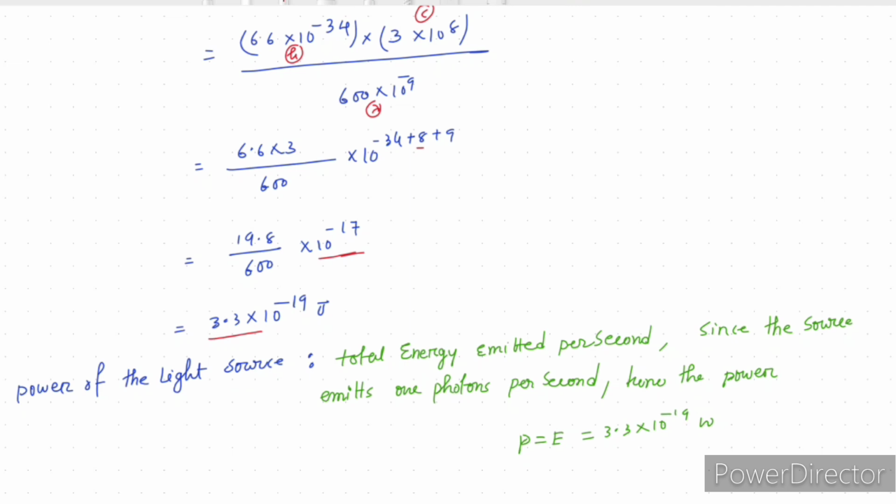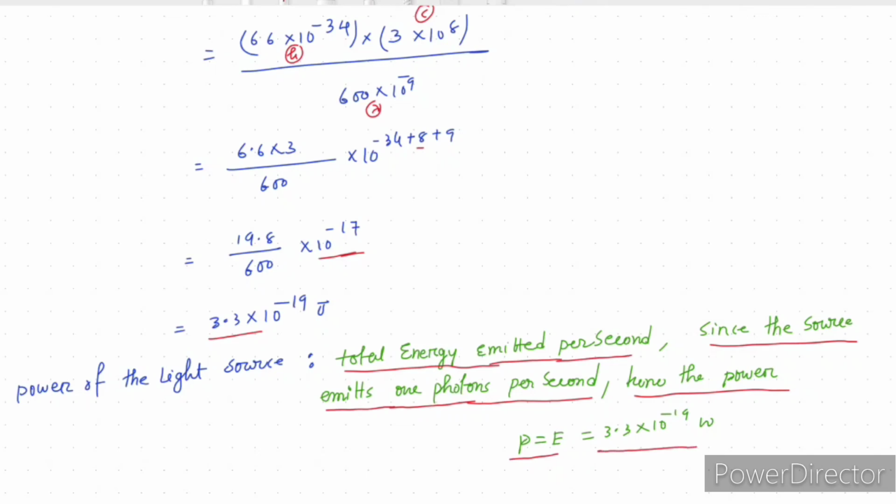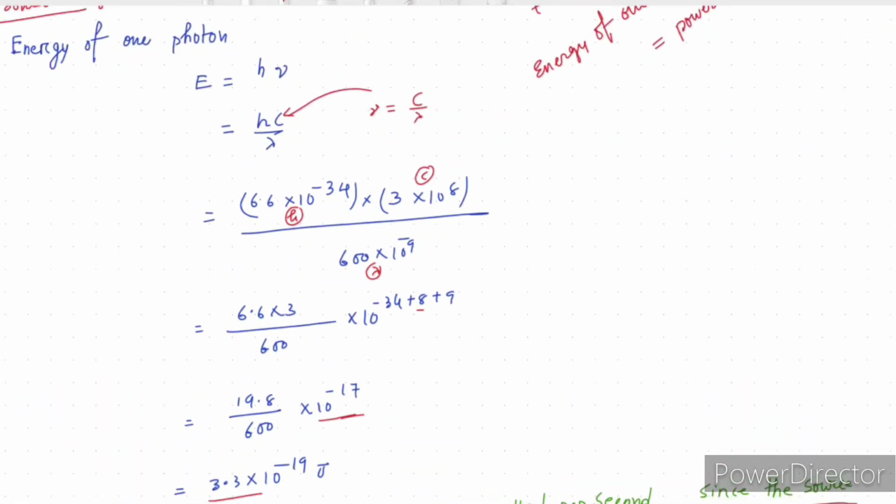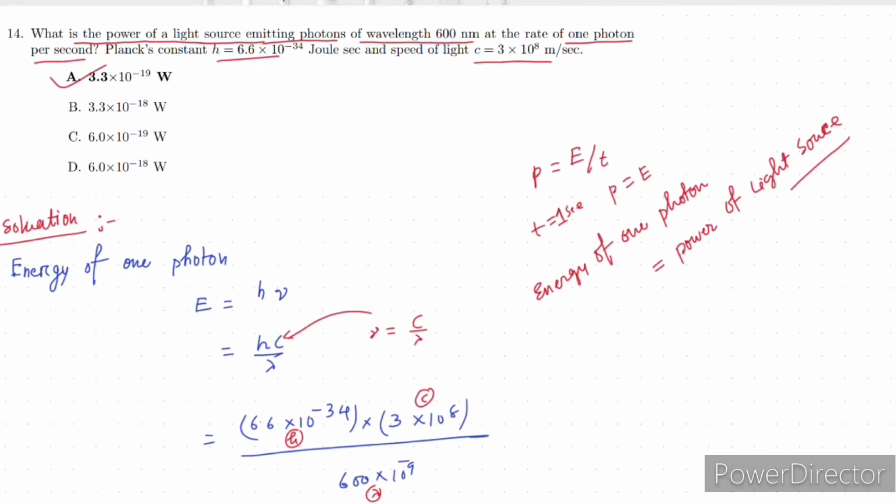So the power of the light source means the total energy emitted per second, right? Since the source emitted 1 photon per second, the power is equal to the energy of 1 photon, and that is equal to 3.3 into 10 to the power minus 19. So for this question, option A is the correct answer.